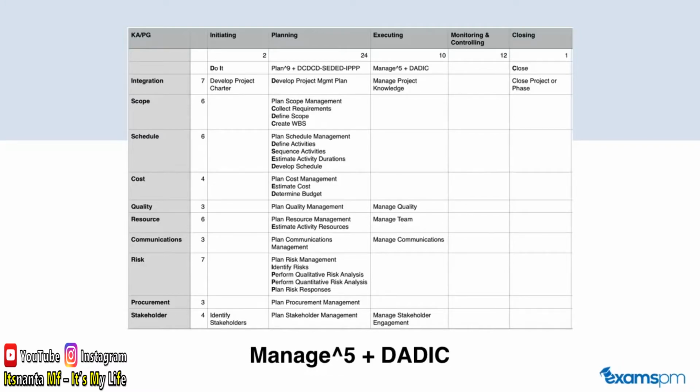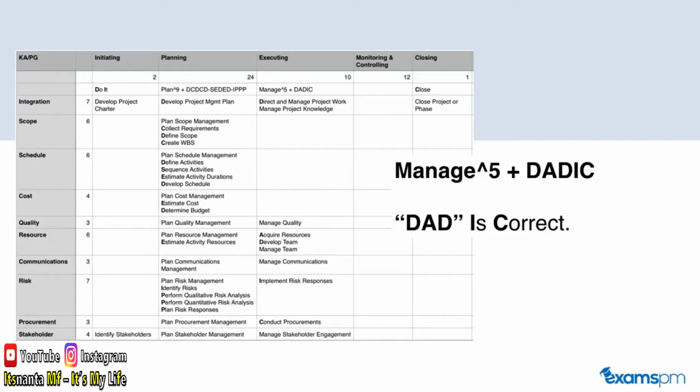Once we have written down our 5 manage processes, we're ready to move on to the second portion of the executing process group, which is the DADIC. And the phrase that you can use to memorize this is "DAD is correct." The first letters of this phrase begin with the same letters as the remaining processes in the executing process group. So they are direct and manage project work, which is the D, acquire resources, which is the A, develop team, which is the other D, implement risk responses, which is the I, and conduct procurement, which is the final C.